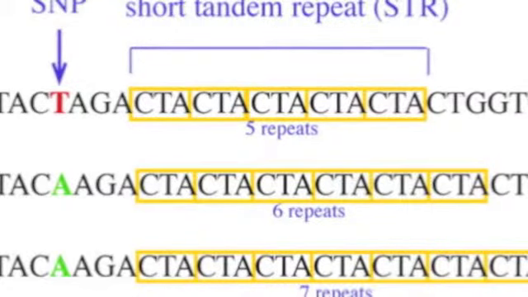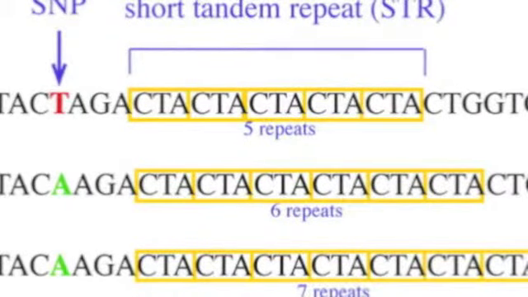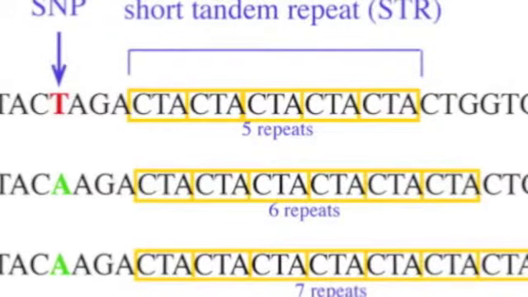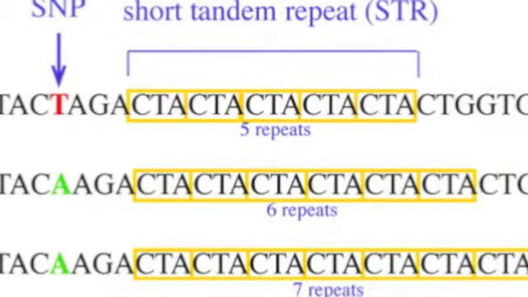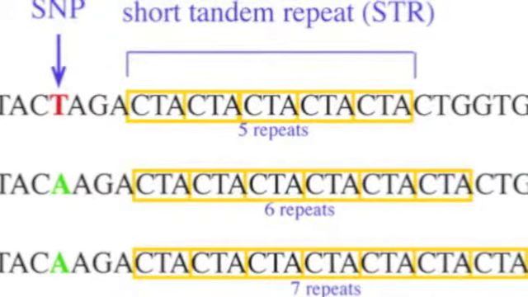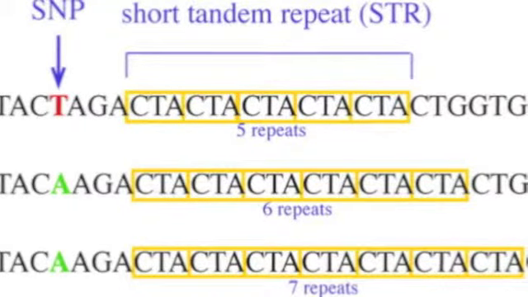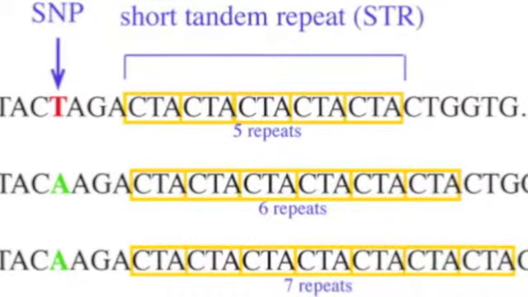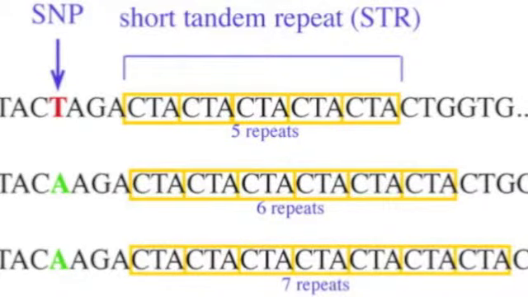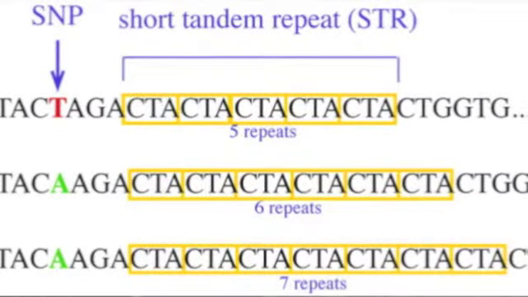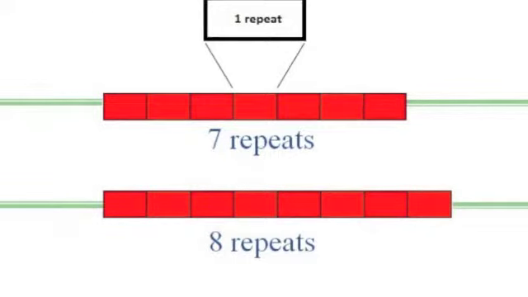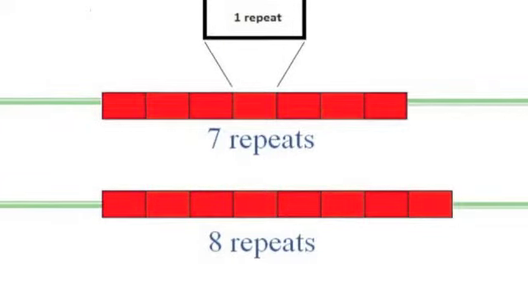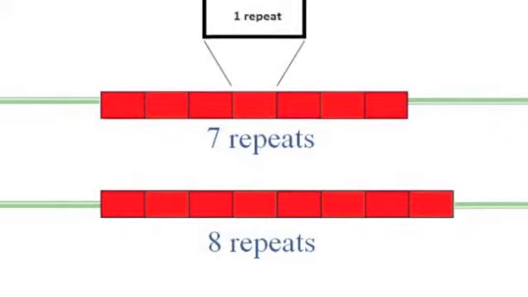The second way, short tandem repeats, which are sequences of DNA normally 2 to 5 base pairs in length that are repeated numerous times. For example, if CTA keeps repeating in the base pairs, all those repeats are called short tandem repeats. Short tandem repeats measure the exact number of repeating units.